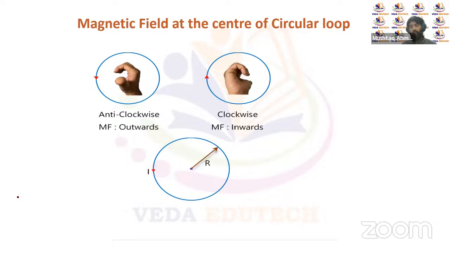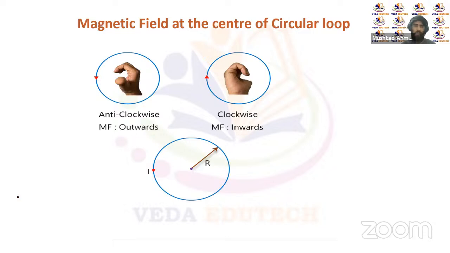So whenever we have a loop and the current I is flowing through the loop, the direction of the magnetic field is once again given by the right hand rule. What we do in case of a loop is curl our fingers along the direction of the current. Then the direction of the thumb actually gives us the direction of the magnetic field, right?